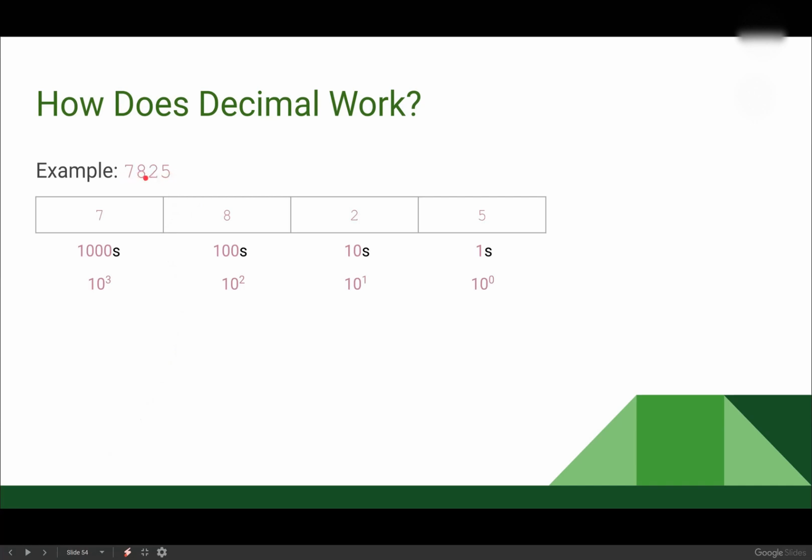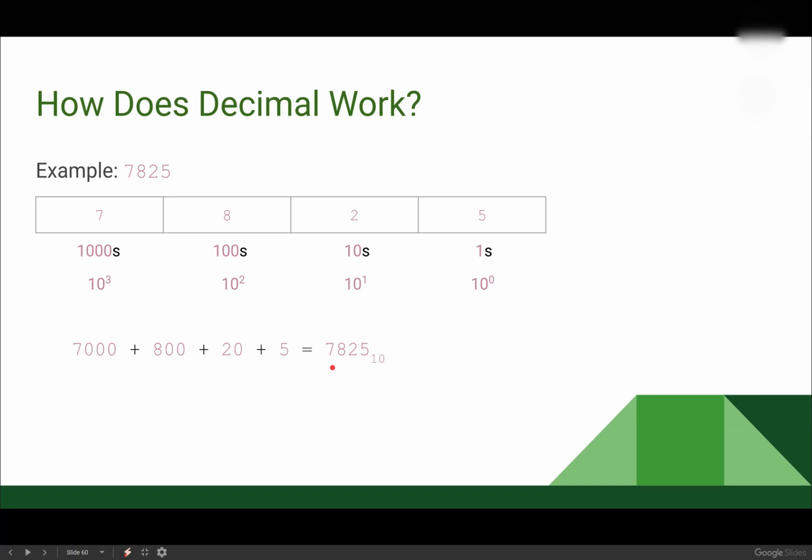So we can find out what number this equals by multiplying the number in that spot by the value that it represents. So 7 times 1,000 plus 8 times 100 plus 2 times 10 plus 5 times 1 is going to give us 7,000 plus 800 plus 20 plus 5, giving us 7825 in base 10. We use that little subscript to determine what base, what number system we're using to display a number.